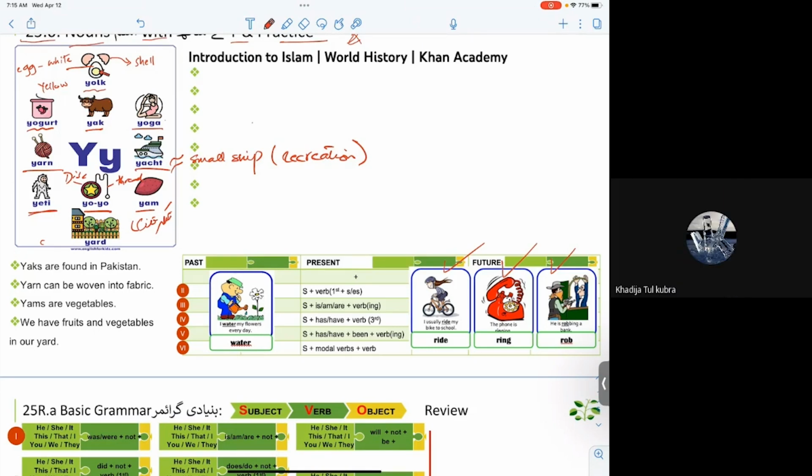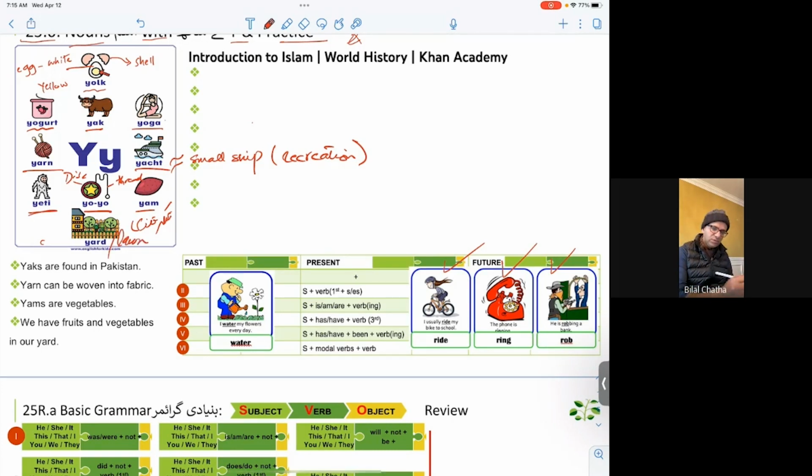Say that again, Khadija. Lawn. Sir, lawn. Lawn. Yeah. Any other word? सेहन के लिए हम लफ्ज के दफा इस्तेमाल करते हैं courtyard. Yeah, courtyard. Courtyard और yard में क्या फर्क होता है सुमेर?